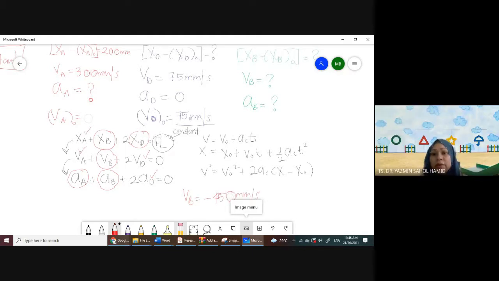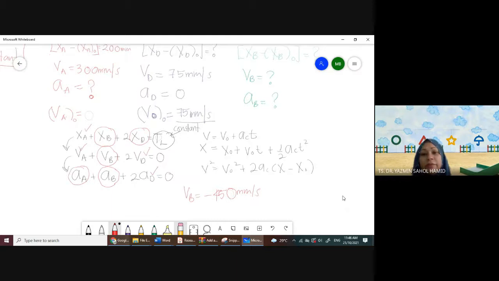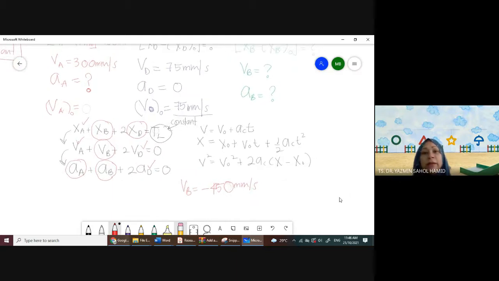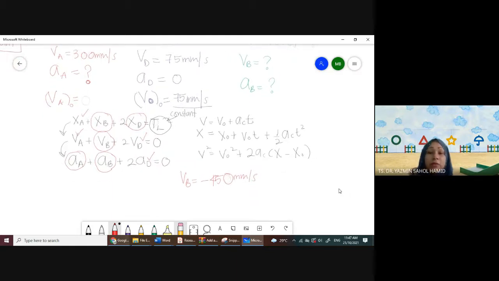So what do you understand when it's negative 450? It means the block is going upward. Upwards. Okay, so it's going upwards. Now you have found the velocity of block B. Good. Now, what is the next step? So what are you going to do? The next step.